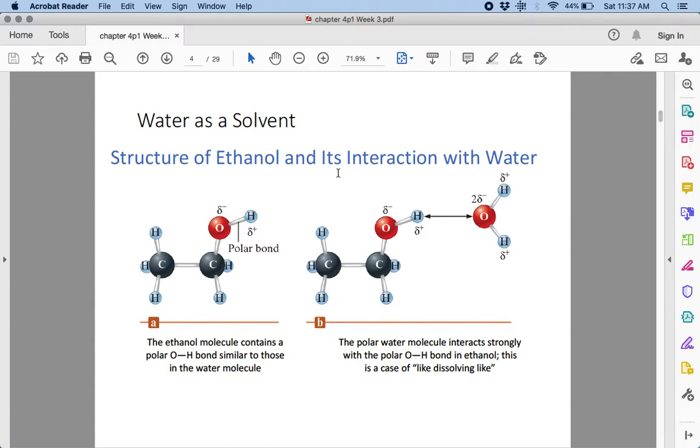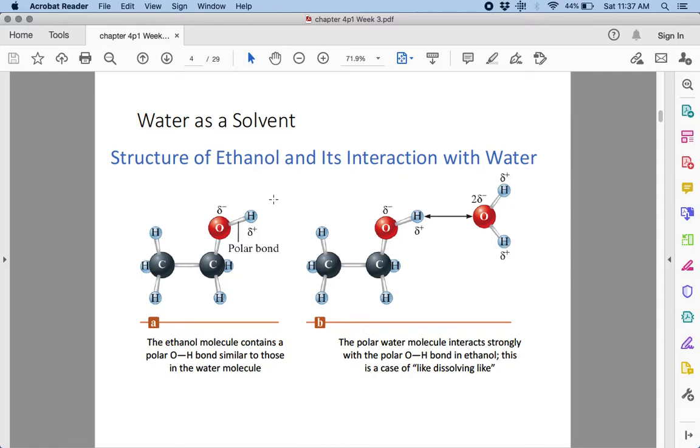So here's an example of ethanol, which is the alcohol that you can drink that's found in spirits, wine, beer, vodka, things like that. Ethanol. This is the one that's safe to drink. Methanol is the one that is not safe to drink. Again, only if you are 21 and older.